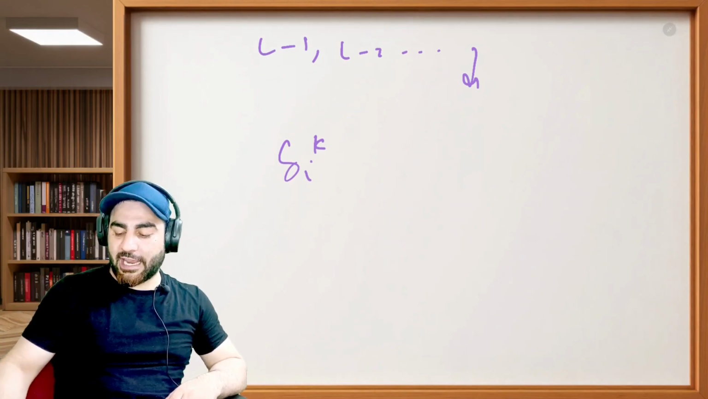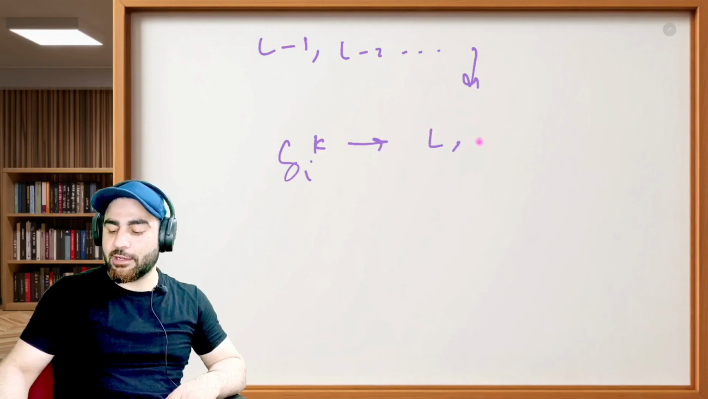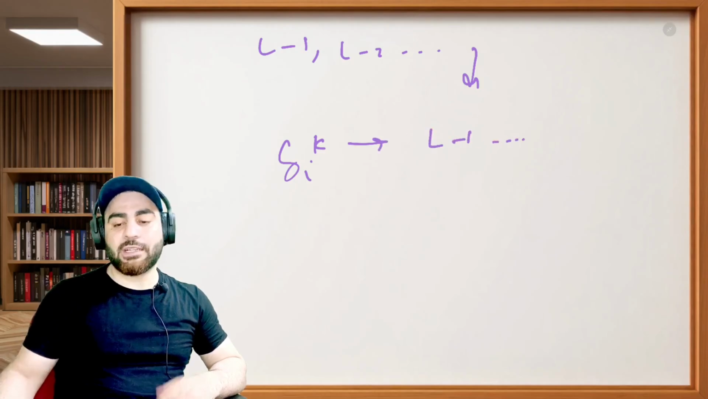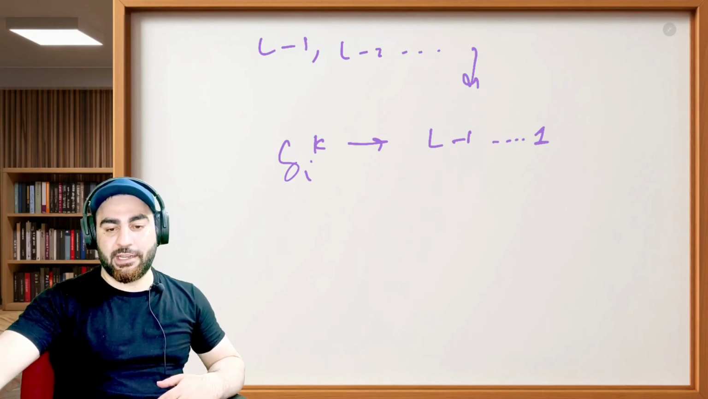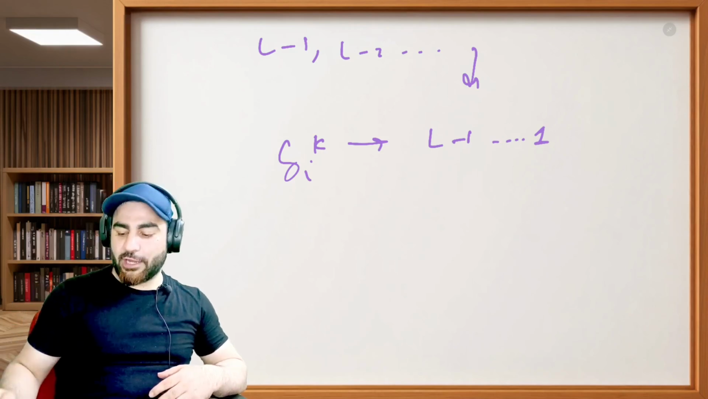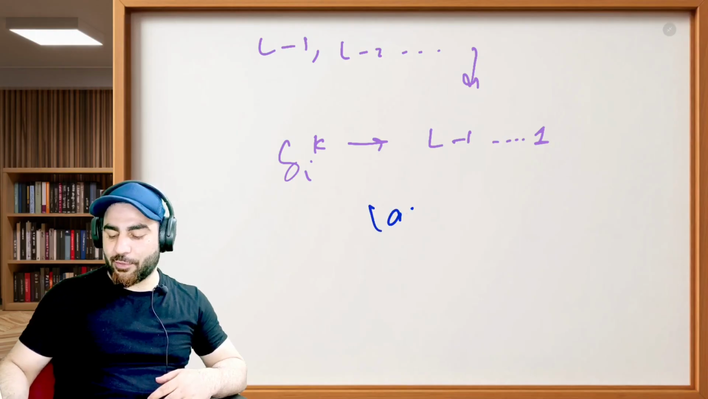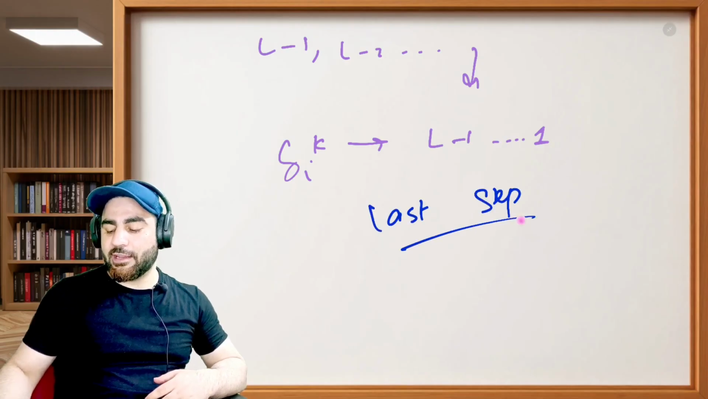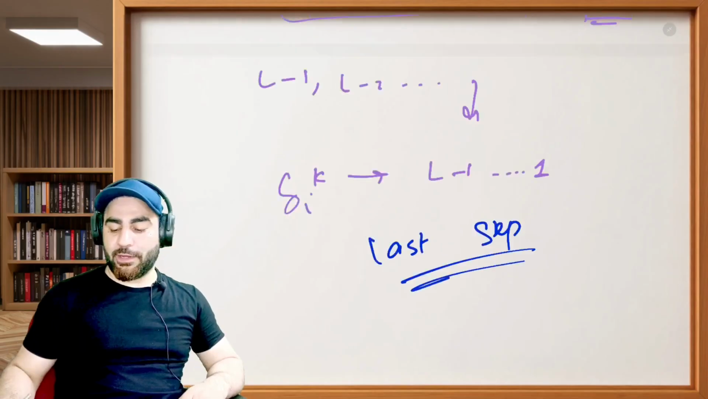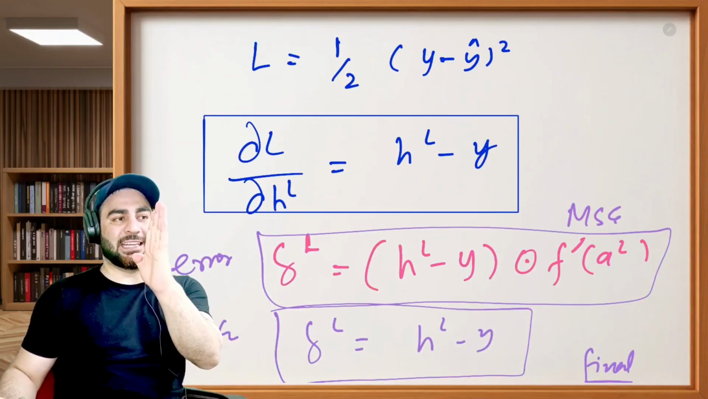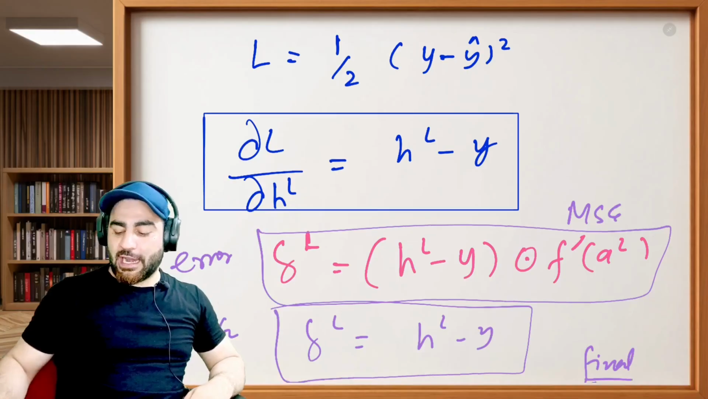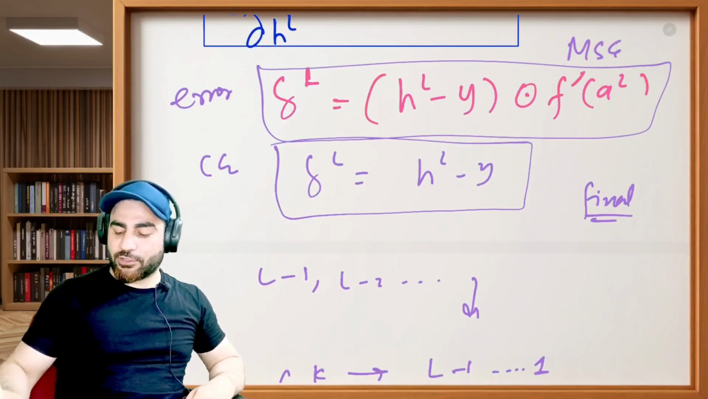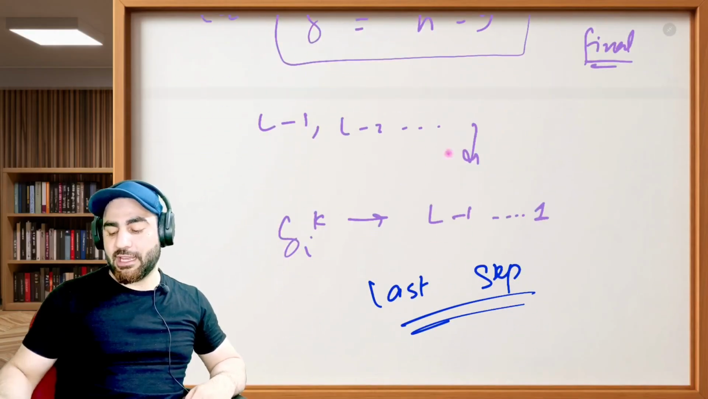This k can now take values from L minus 1 till the first hidden layer, and the input is fixed. This is the last step in backpropagation. I'm leaving this last step for you, because I told you what's happening at the Lth layer. What will happen at the L minus 1 layer, you have to do it. If you understood this, you'll be easily able to grasp this thing.